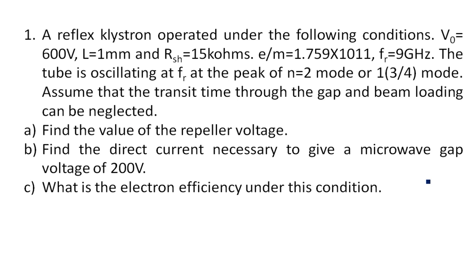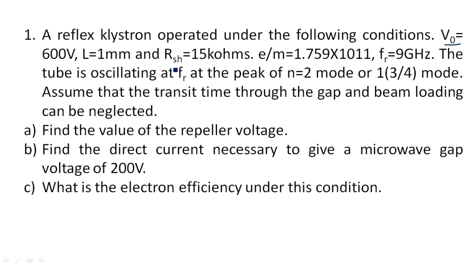In this first problem on the reflex klystron, we are going to see the calculation of repeller voltage and efficiency, and the direct current which is generated in the application of the input voltage V0. So, the problem is given as the reflex klystron operated under the following conditions: V0 is given. V0 is nothing but the accelerating anode voltage, and L is the repeller space, that is L is equal to 1 millimeter, and RSH is given as 15 kilo ohms.